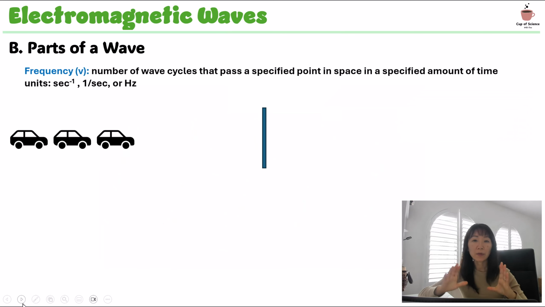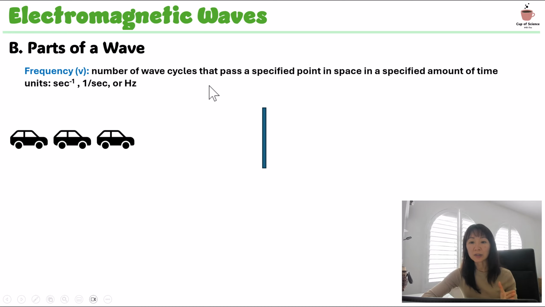There is one more part of the wave that you can't really see, and the best way to illustrate it is through this car example. Let me read the frequency definition first. Frequency is a part of a wave, and it's the number of wave cycles that pass a specified point in space in a specific amount of time. The unit is second to the negative first power, or 1/second, or hertz.